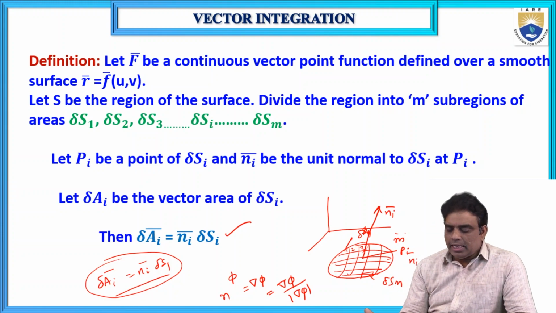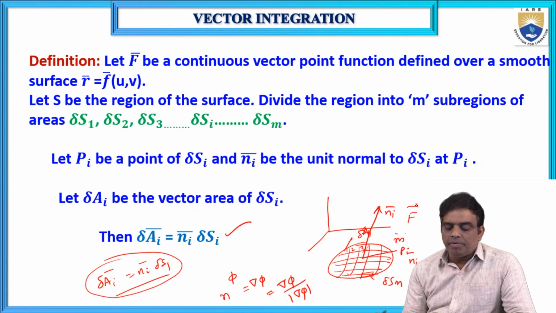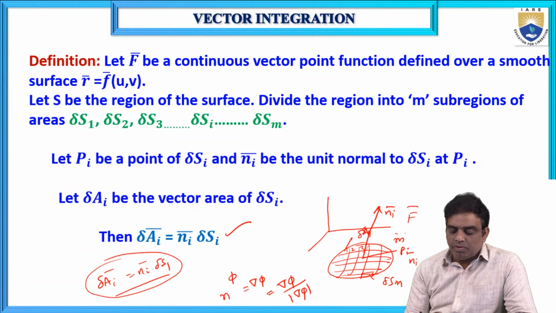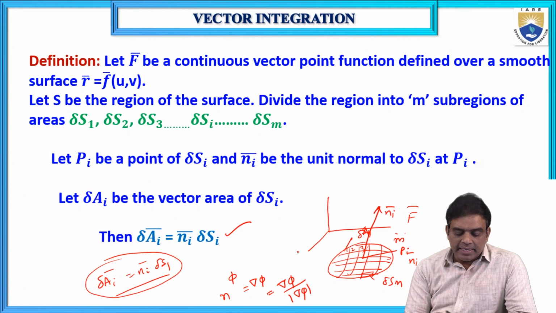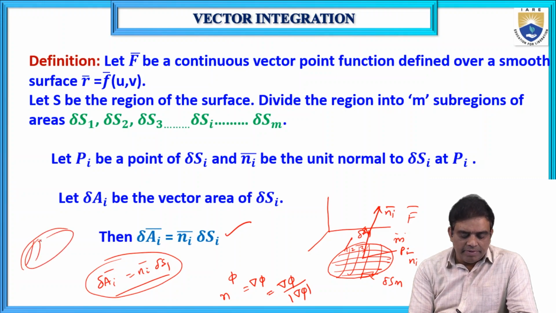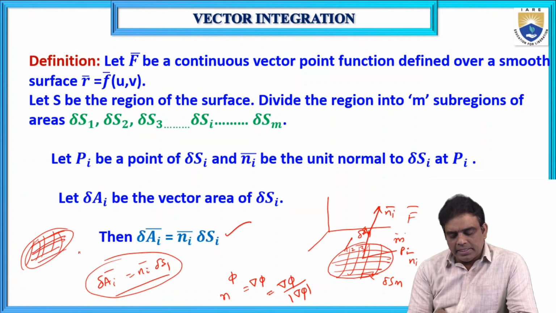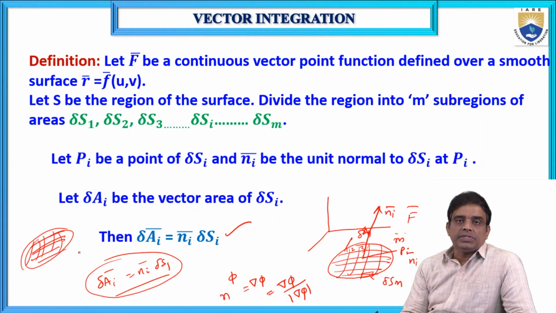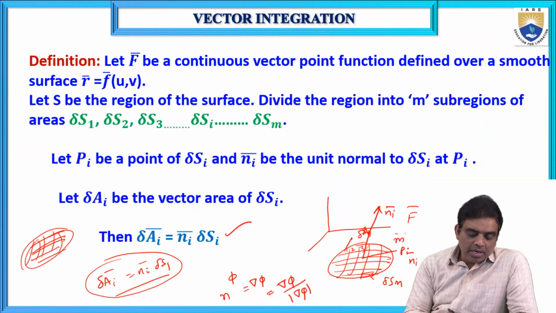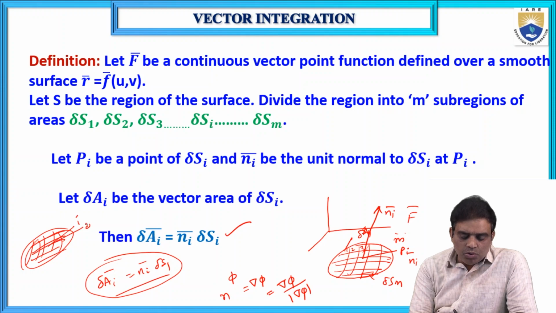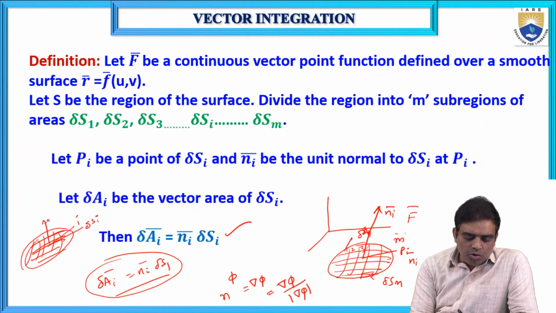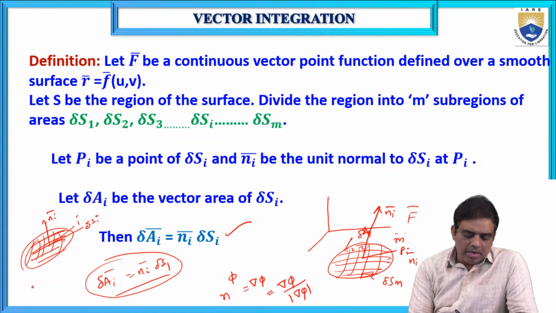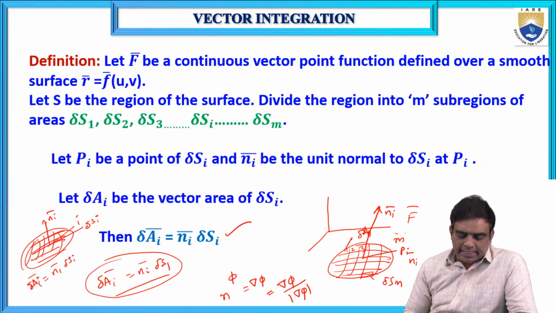So once again I will explain. Let F bar be any continuous vector point function defined over the smooth surface. This is the surface. You can divide the total region into m subregions whose areas are delta S1, delta S2, and so on, delta Sm. Consider the ith subregion, whose area is delta Si and whose unit outward normal vector is Ni bar. Then the vectorial area delta Ai bar is equal to Ni bar into delta Si.